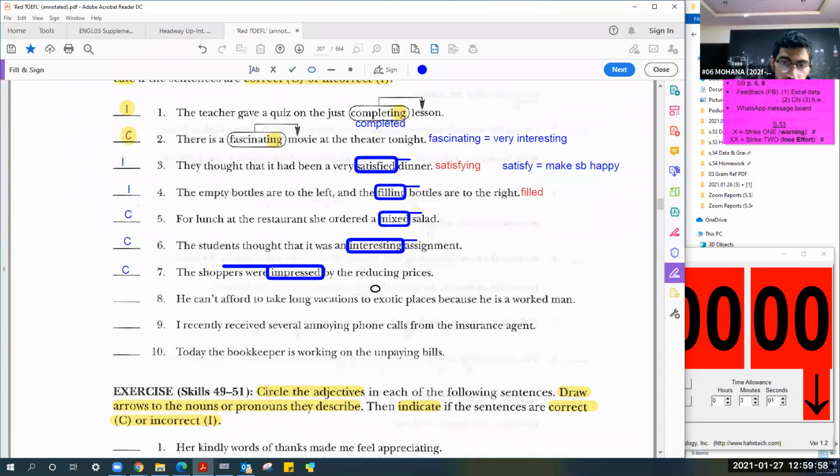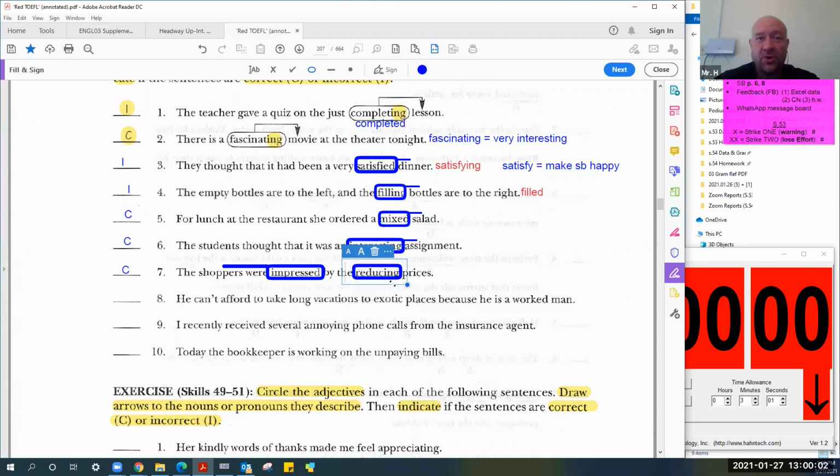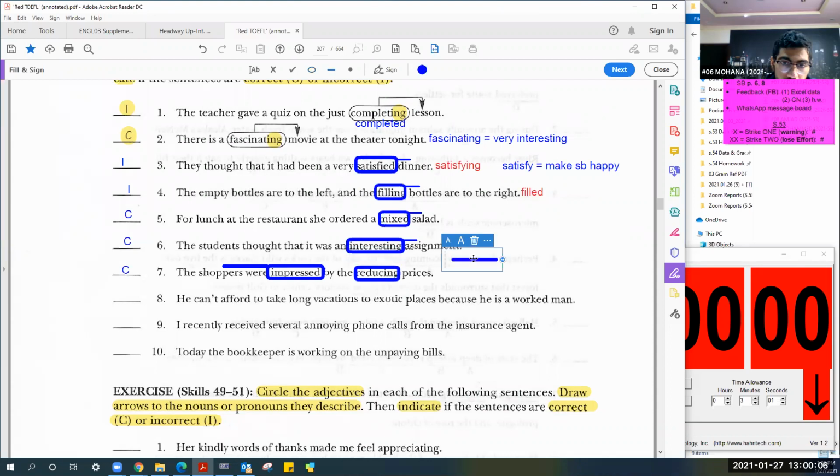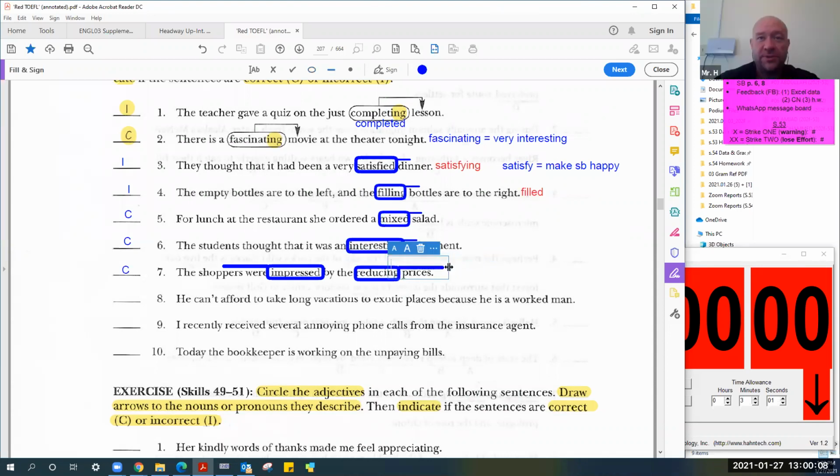Anybody? Reduce. Okay. And what does this one describe? What does it describe? Price. Yep, it describes the prices. Okay. So you just lost marks on TOEFL. Do you know why? Because it is incorrect. Why? Why is this incorrect?